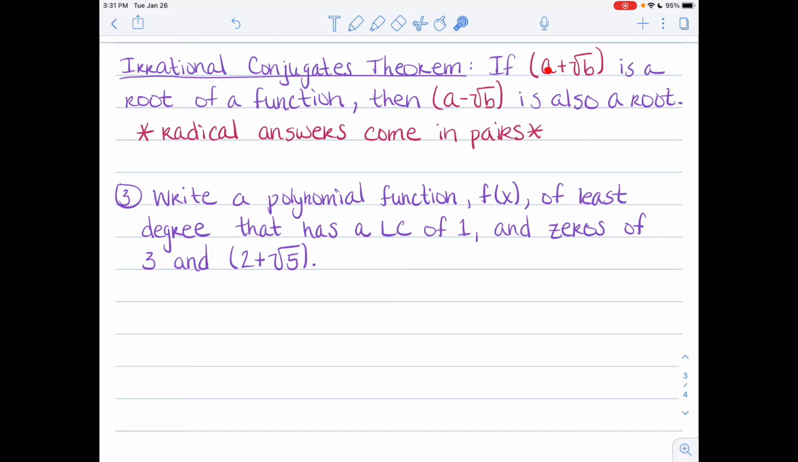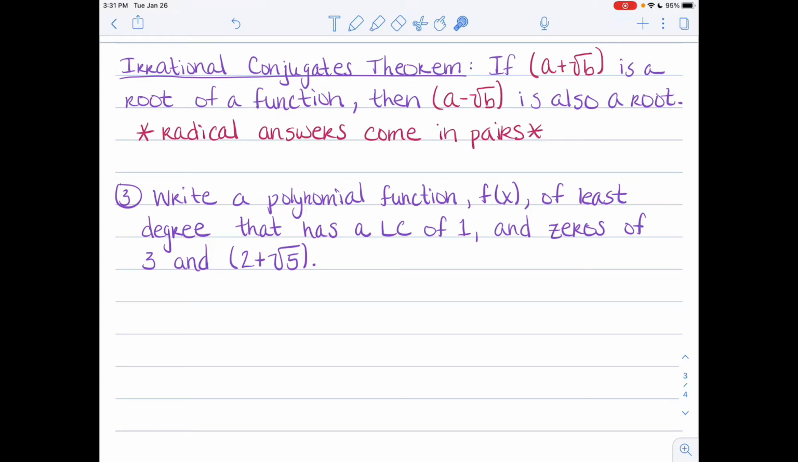So if we have something in the form of a plus square root of b, and that is known to be a root of the function, then we also have to have another root of the function that's a minus the square root of b. So basically that boils down to radical answers come in pairs, and we saw that in our last example. As I mentioned, we had a positive and negative version of that 2 square root of 3.